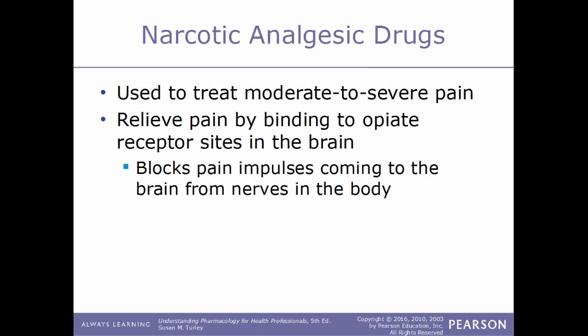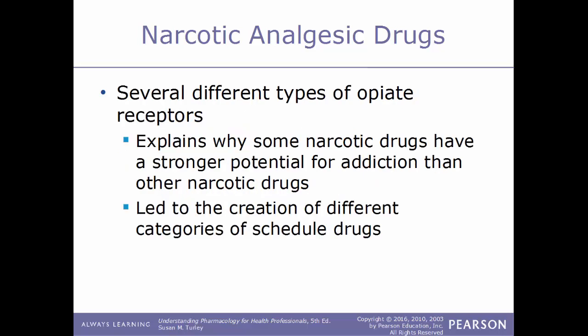Okay, now we'll move on to narcotic analgesic drugs. Now these are given to treat moderate to severe pain, and they work by binding to opiate receptor sites in the brain. And when this happens, this blocks pain impulses coming to the brain from nerves in the body. There are several different types of opiate receptors, and this explains why some narcotic drugs have a stronger potential for addiction than other narcotics. So this is what has led to the creation of different categories of scheduled drugs.